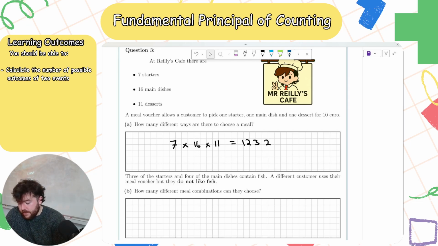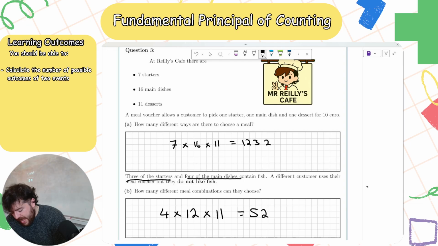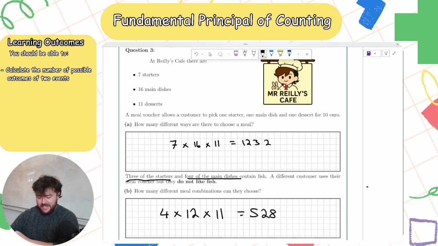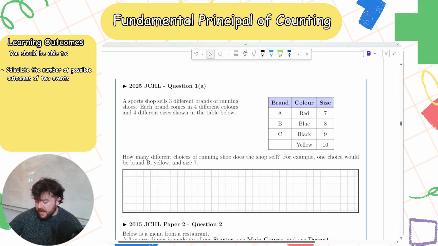Well, 3 of the starters have fish, so you can only choose from 4 starters, and 4 of the main dishes have fish, so he can only choose from 12 main dishes. And luckily, no dessert has fish in it. So that'll be 4 times 12 times 11, which is 528 options.